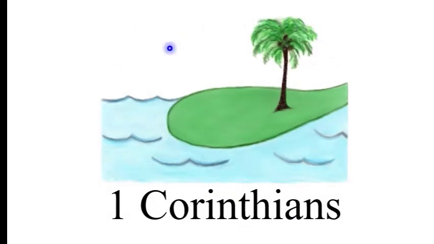Since the things that God has prepared for them that love him is paradise, a paradise scene of a tropical peninsula with one palm tree is the icon for 1 Corinthians. Corinth is located near the bottom of the palm tree.